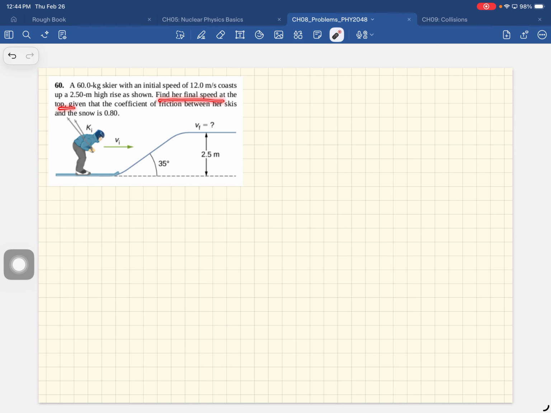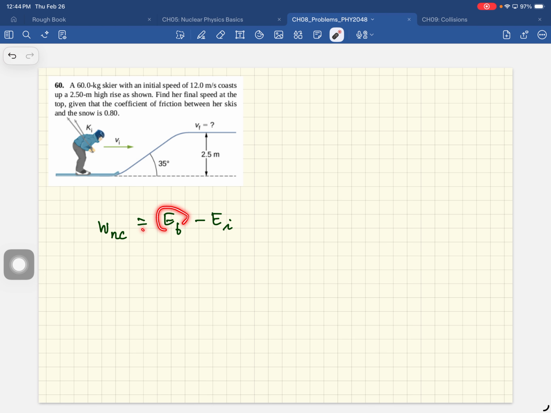Find her final speed at the top, given that the coefficient of friction between her skis and the snow is 0.8. Okay. So this is one of the formulas you've seen. This is the work done by non-conservative forces. Okay. If you're pushing something, that's a non-conservative force. Friction is a non-conservative force. Okay. The work done by non-conservative force shows up as change in mechanical energy.